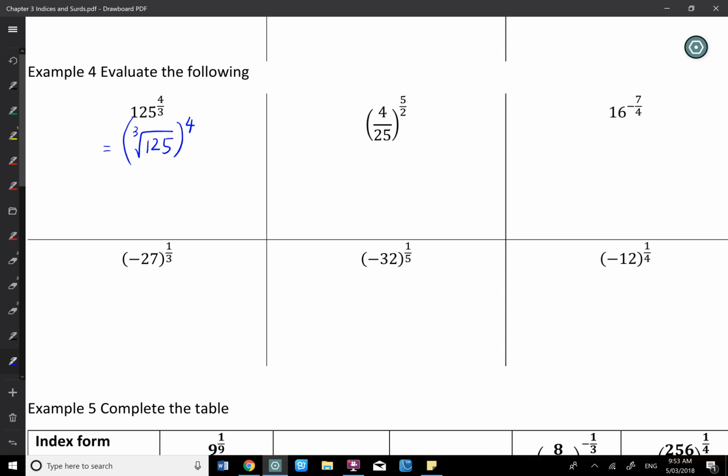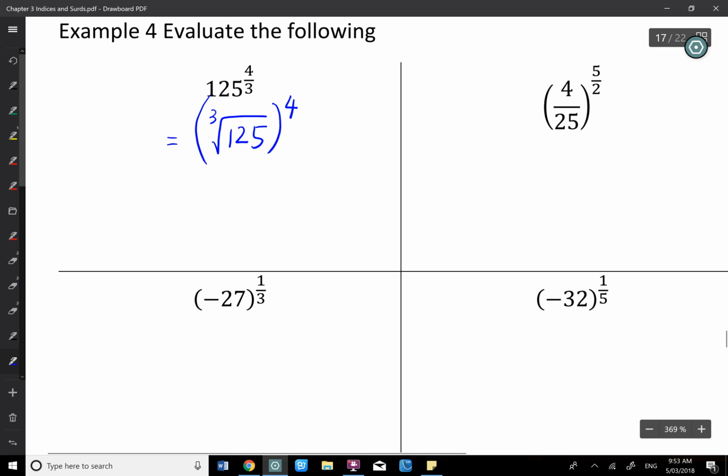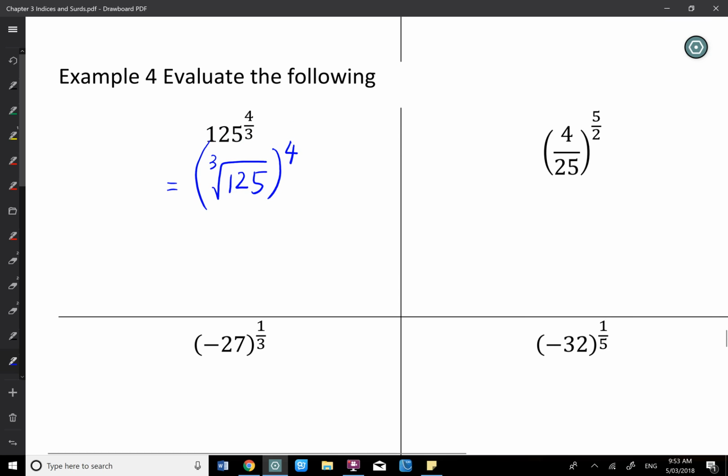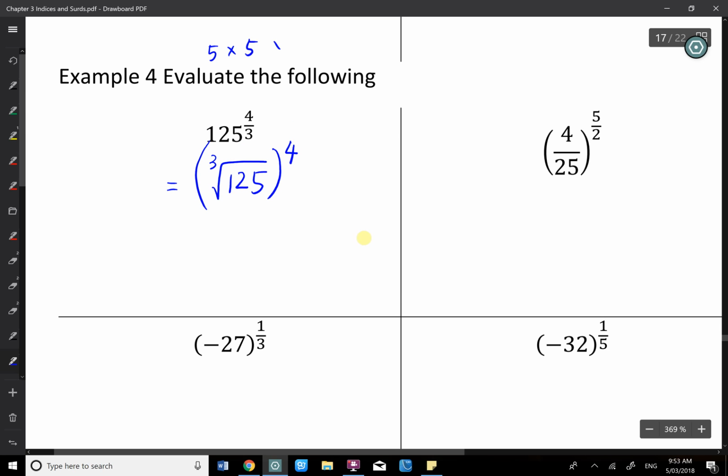What's the cube root of 125? 5. 5 times 5 times 5 gives you 125, so you have three 5s inside, so one of the 5s will come out. So that's 5 to the power 4, and that is 625, because it's 25 times 25, and that's 625.